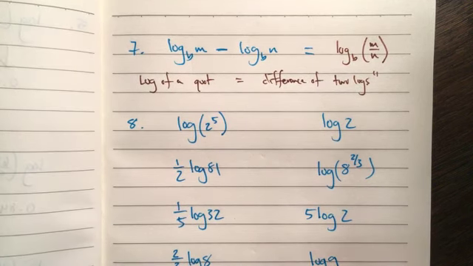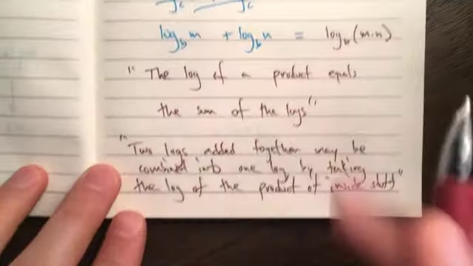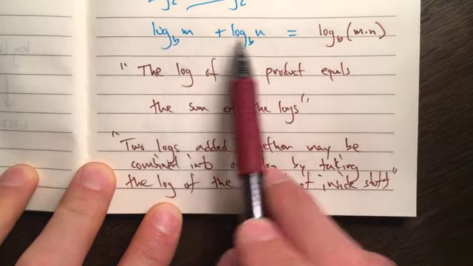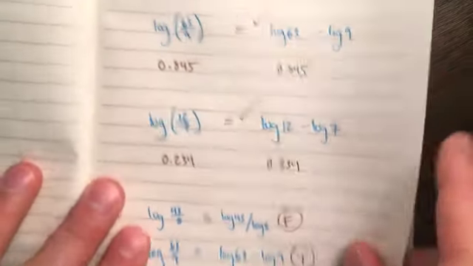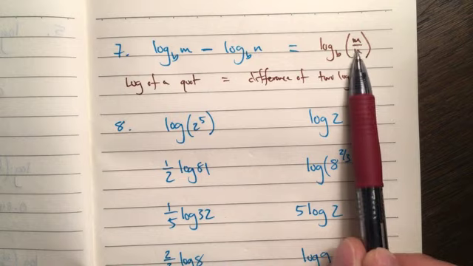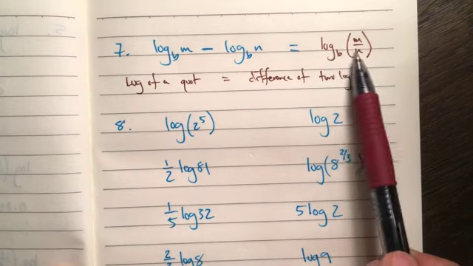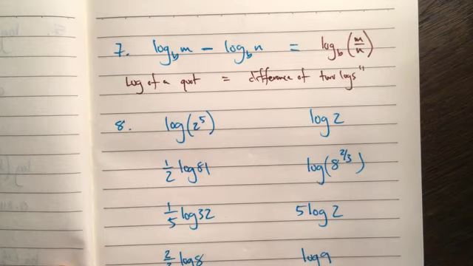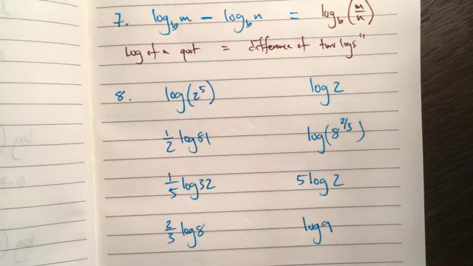So we've just developed two properties. Going back, the first one is, if you have a log of multiplication, you can break it apart into addition, or if you're adding two logarithms, you can combine it into one by multiplying the stuff inside. The second one says, if you have a log of division, you can break it apart into two logarithms by subtracting, or if you have two logs that are subtracted, you can combine it into one by dividing the stuff inside. And this is a tool that is going to help us solve logarithmic equations and simplify expressions.